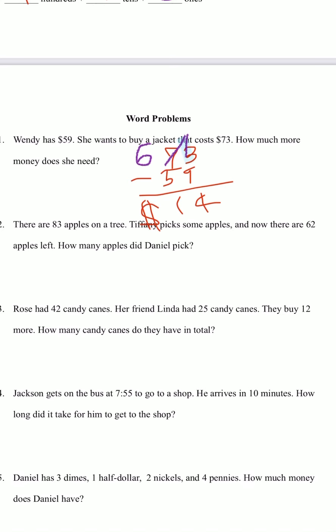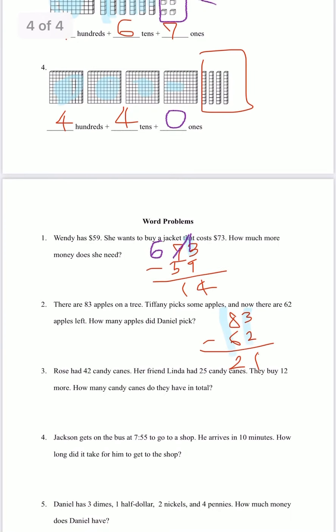Now we're going to try the next problem. There are 83 apples on a tree. Tiffany picks some apples, and now there are 62 apples left. How many apples did Tiffany pick? So we do 83 minus 62. Okay? 3 minus 2 is 1, and 8 minus 6 is 2. So we have 21 apples. Okay? Thank you.